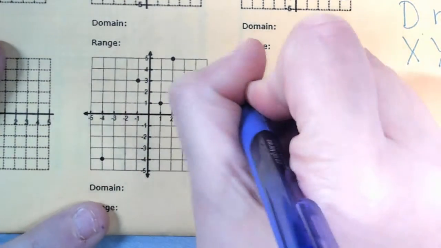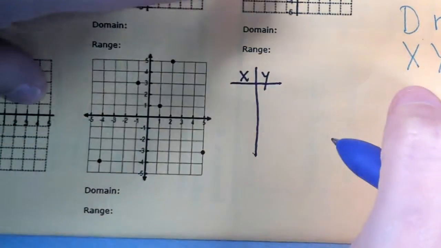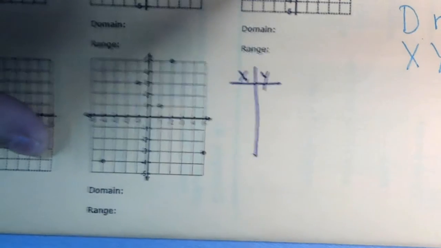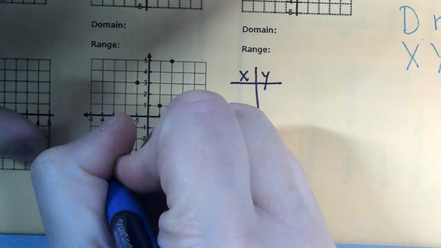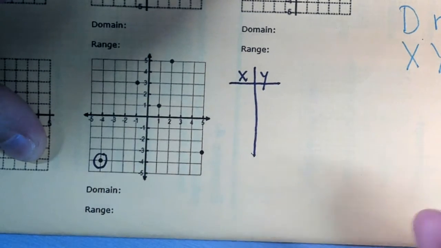We're going to make a table of values. Y'all watch. I'll give you time to copy. I'm going to start with each point. I'm going to circle the points because that way I know what I'm doing.